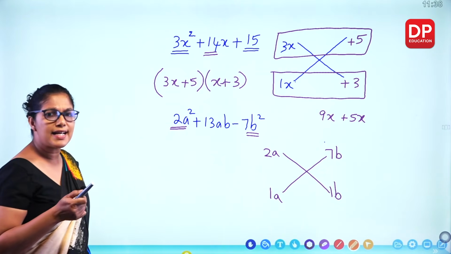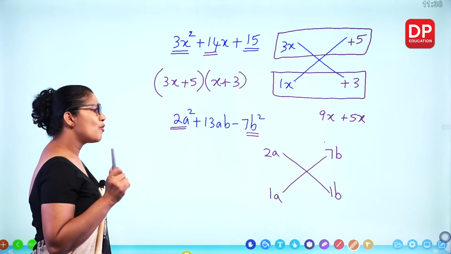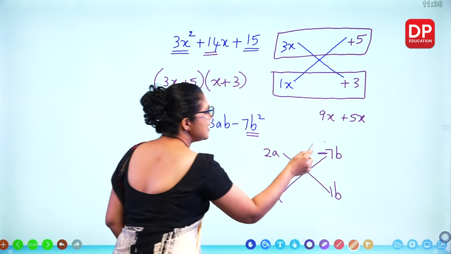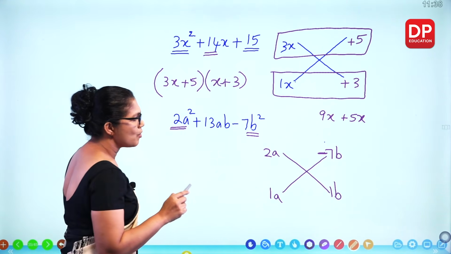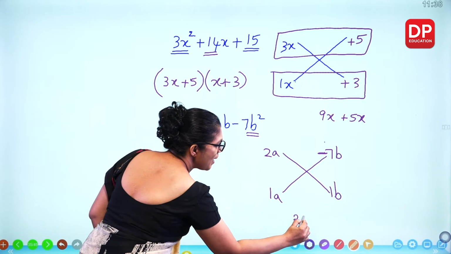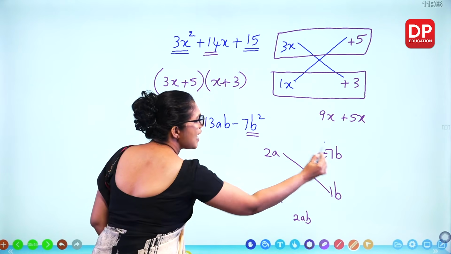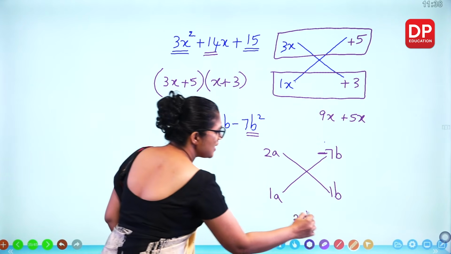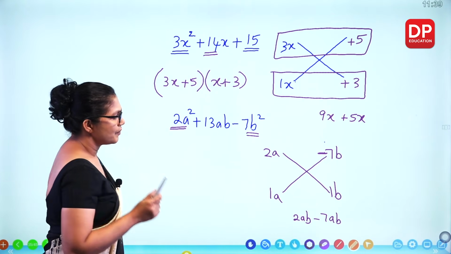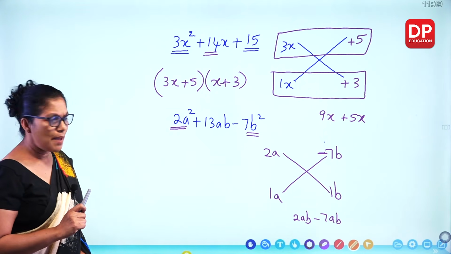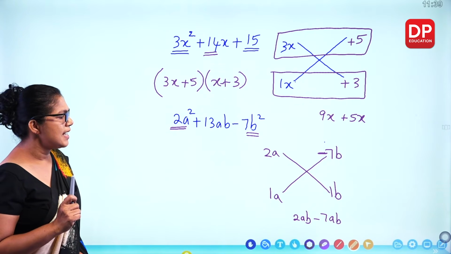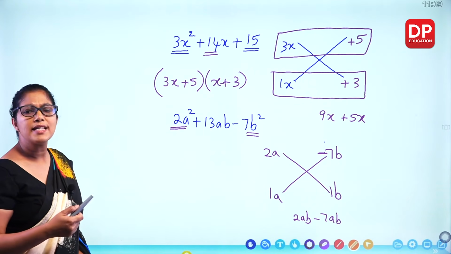But this is negative, so one should be negative. We'll take this as negative first and see whether you are getting the middle term. Now cross multiply. 2a times 1b, what do you get? 2ab. 1a times minus 7b, you get minus 7ab. When you add these two, are you getting 13ab? We are not getting 13ab. Here you get minus 5ab.